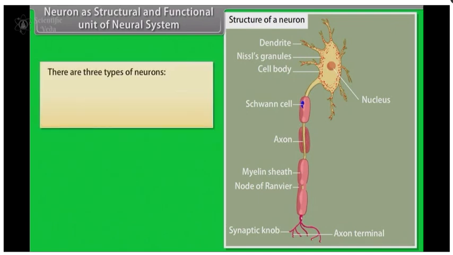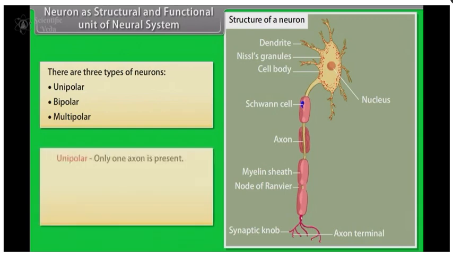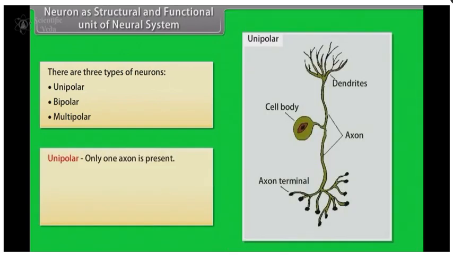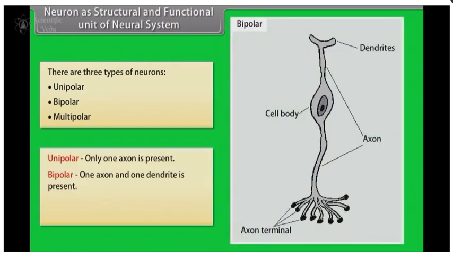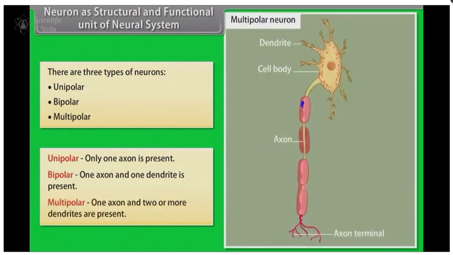There are three types of neurons. They are unipolar, bipolar, and multipolar. Unipolar, only one axon is present. Bipolar, one axon and one dendrite are present. Multipolar, one axon and two or more dendrites are present.